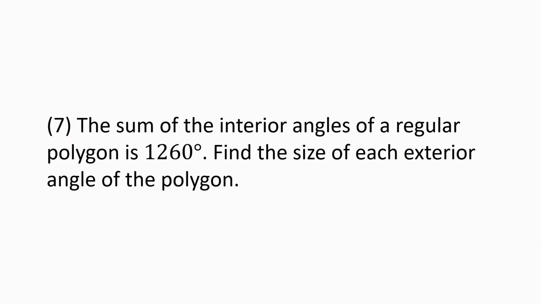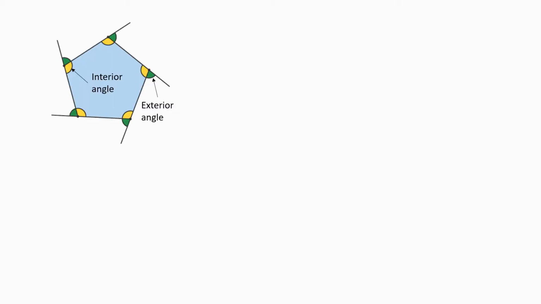Question 7. The sum of the interior angles of a regular polygon is 1260 degrees. Find the size of each exterior angle of the polygon. For illustration purposes, we have an example of a regular polygon, and the yellow shaded angles are the interior angles, the green shaded angles are the exterior angles. We have been told that the sum of the interior angles is equals to 1260 degrees, and we need to find the size of each exterior angle.